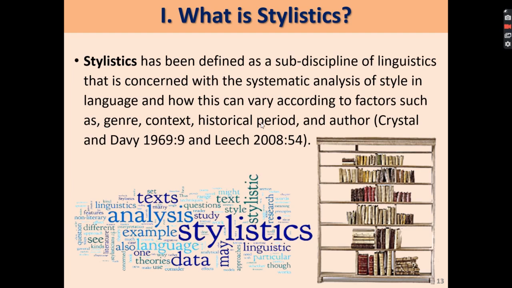So there is a systematic analysis, and how this can vary according to factors such as the genre of the text, the context where it is written, and the historical period. What is the period of this write-up? Is it the Elizabethan era? Is it during the 20th century already, or is it still a long time ago, during the time of Chaucer, maybe the time of Middle English or Old English? So we have to consider the period during the analysis, because it would definitely come out.